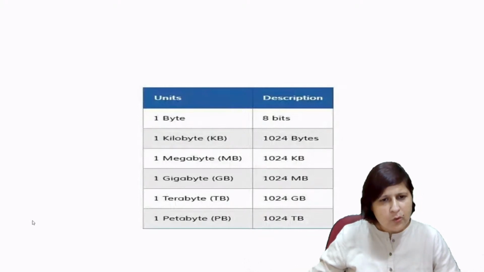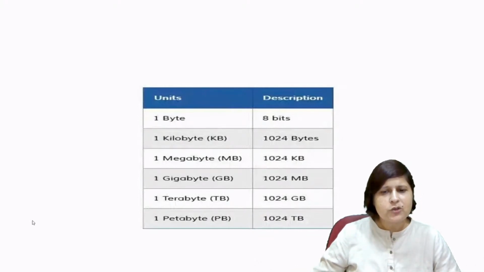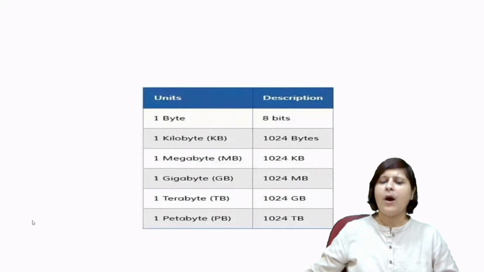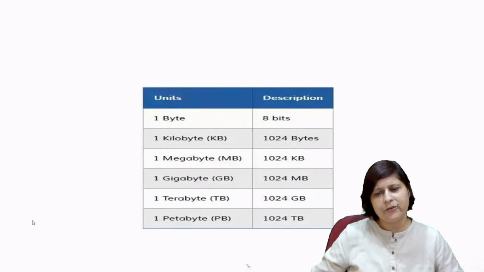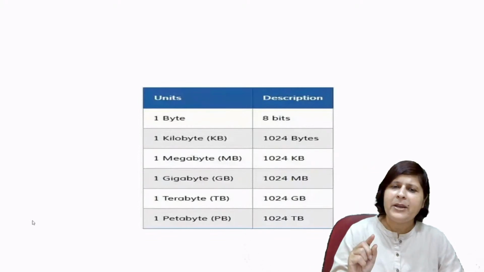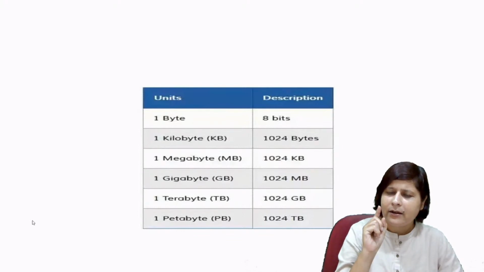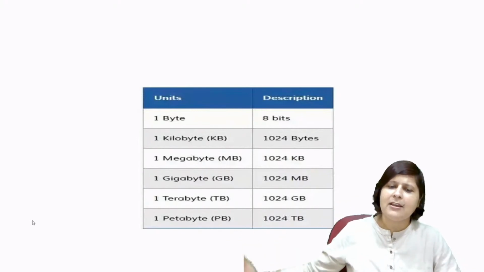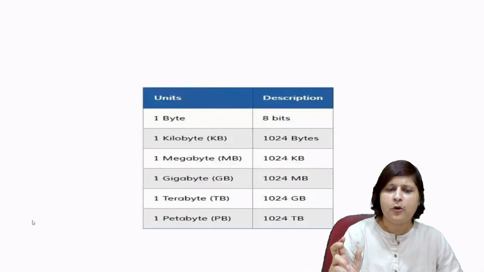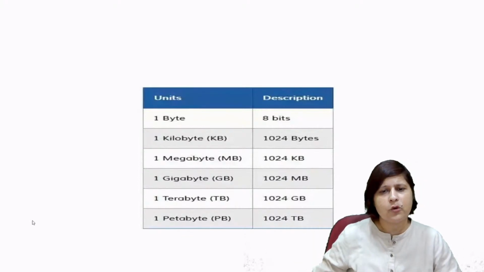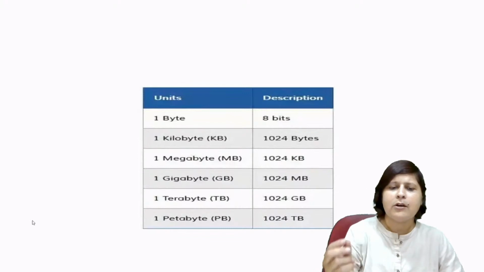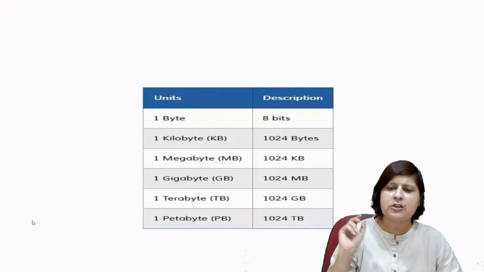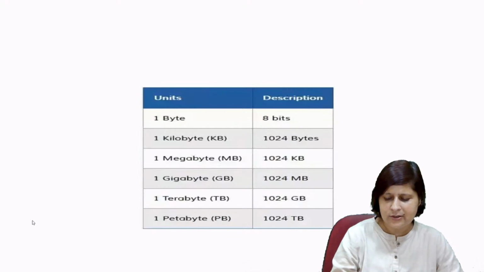1 kilobyte equals 1024 bytes. 1 megabyte equals 1024 kilobytes. 1 gigabyte is 1024 megabytes. 1 terabyte equals 1024 gigabytes. 1 petabyte is 1024 terabytes. So one bit means one single binary digit, and 8 bits equal 1 byte. Similarly, when we say my data is 200 kilobytes, it means 200 into 1024 bytes. Or 2 megabytes means 2 into 1024 kilobytes.